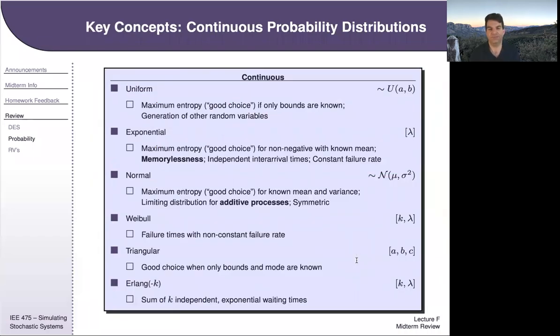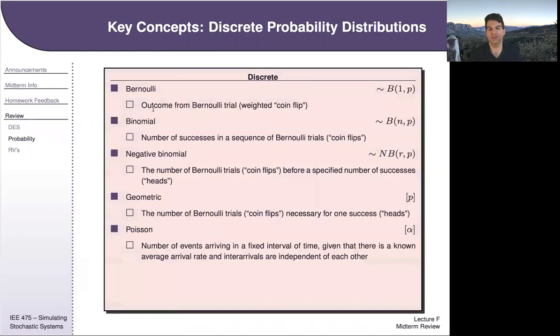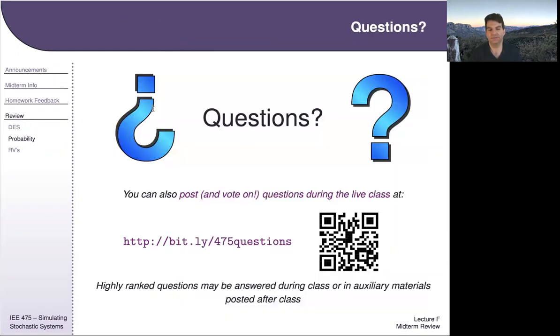And this is an expanded version of that. So these are the one line description of what I think is important about these. So any questions about probability and random variables?